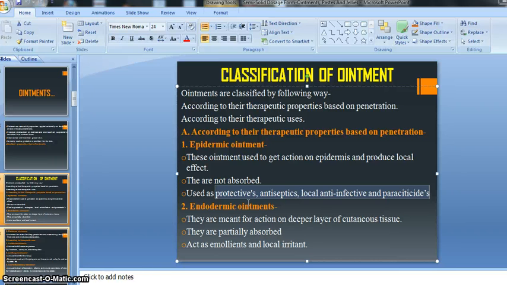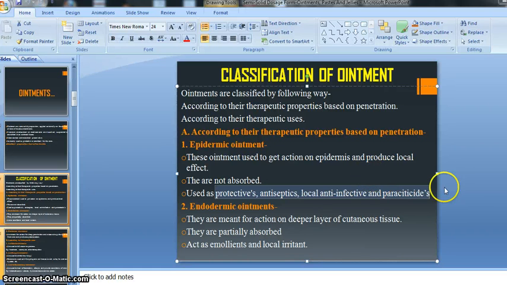Then local anti-infective. If an infection occurs in a local area of skin, it is able to produce an effect. And also parasiticide. The meaning of parasiticide is the agent which kills the parasites. A parasite is one kind of microorganism, like bacteria, fungi, mold, virus. This is one type of microorganism. That is a parasite.